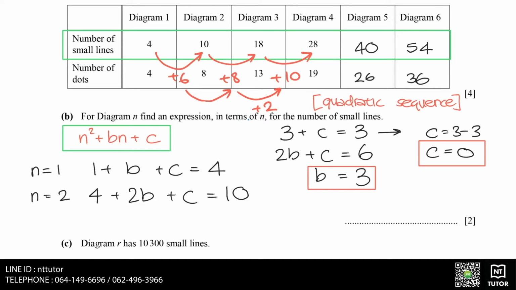Once we have b equals 3, we can substitute b back into any equation to find out c. And now that we have the value of b and c, we can just substitute it back into our expression n squared plus bn plus c to get n squared plus 3n plus 0. Therefore, our nth term is n squared plus 3n.